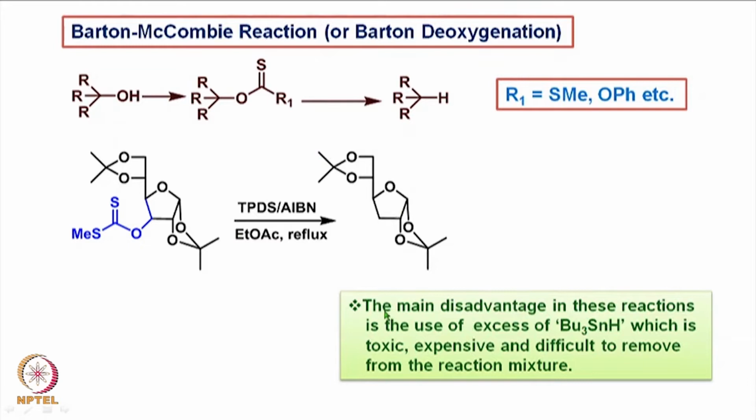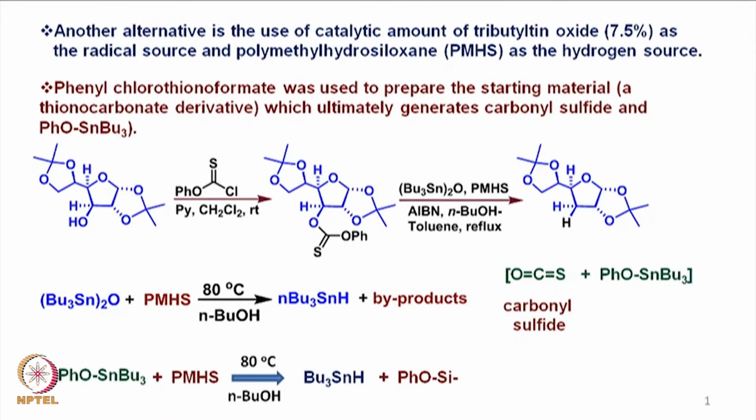However, wherever we use tributyltin hydride as a reagent, one of the main disadvantages is that we have to use excess of tributyltin hydride, which is toxic, expensive, and very difficult to remove from the reaction mixture. It is in that context I also mentioned another alternative, the usage of a catalytic amount of tributyltin oxide, that is 7.5%, as the radical source, in the presence of polymethylhydrosiloxane as the hydrogen source.